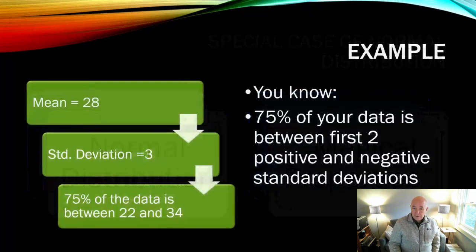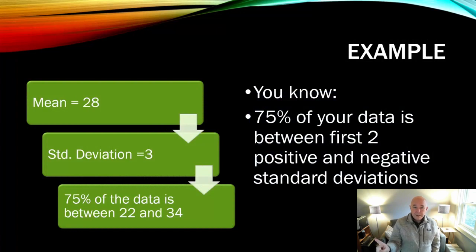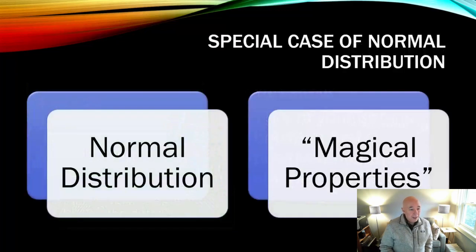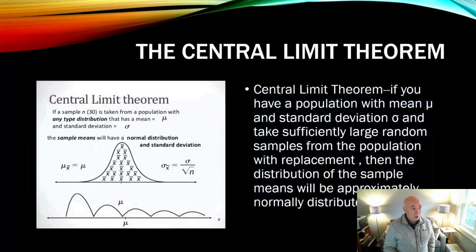So this works for every data set. But what if your data set is actually normal, right? Or close to being normal? And this is what I mean by magical properties: you can talk about your data set even more.